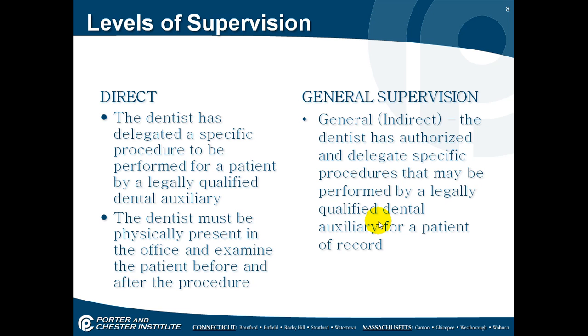General supervision is, for example, we're going to do sealants on this person. I'm going to supervise you until I know you can do it, but then I know that you can do sealants. You've been here for 5 years. You do sealants on all our children. I don't have to check every patient as they go out. So that's general supervision. The doctor is on the premises, but he doesn't have to oversee everything.